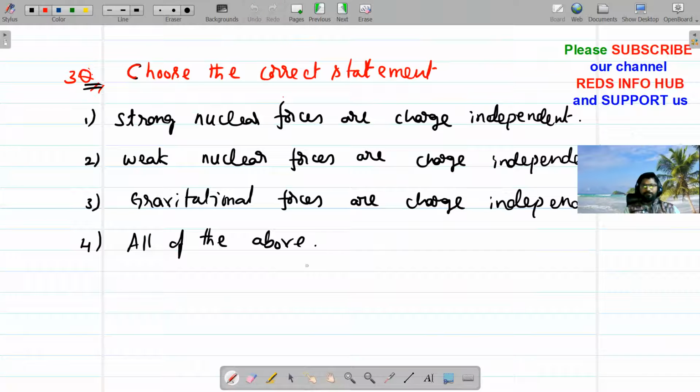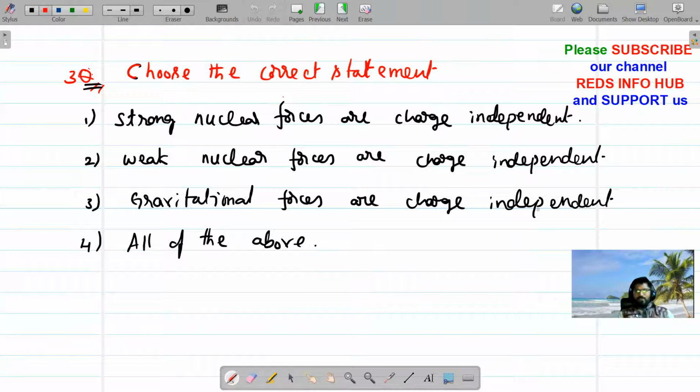Very good. Next question. Choose the correct statement. Strong nuclear forces are charge independent. Weak nuclear forces are charge independent. Gravitational forces are charge independent. All of the above. Actually, electromagnetic forces are the only forces which depend on charge. Gravitational forces do not depend on charge, and weak nuclear forces and strong nuclear forces also do not depend on charge. So all of these are correct. So fourth option is the right one. Is this clear, guys, everyone? If you get any confusion, go back to the previous slides, refer to the points about individual forces, and come back and try to answer these questions, right?